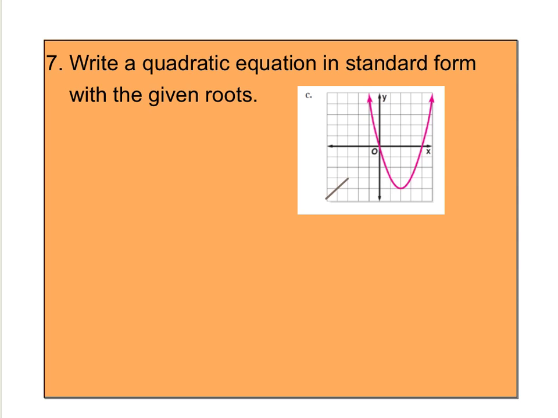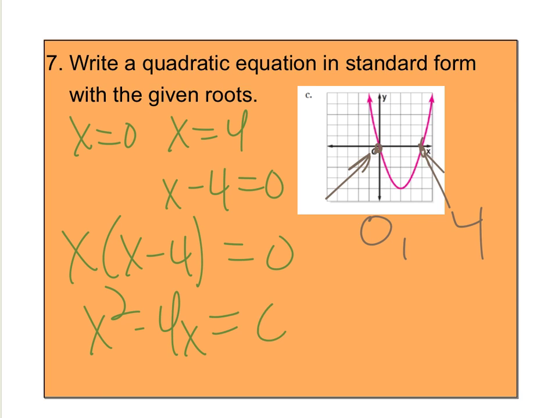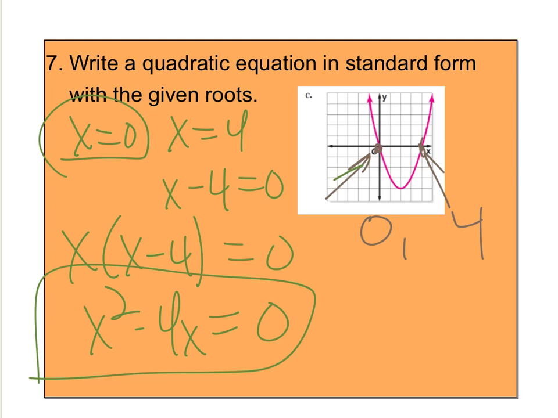So taking a look here, I need to look at the graph and figure out what my roots are. Well, that's at 0. That's at positive 4. So that's where my roots are. So I want to use 0 and 4 to figure it out. So x equals 0, x equals 4. So that's like x minus 4 equals 0. So then I'm going to have x times x minus 4. So I'm going to have x squared minus 4x. That's going to be my function. All right, anytime it's just equals 0, it's just x.